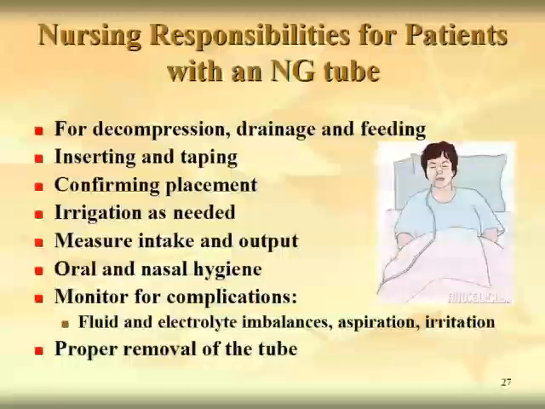Make sure that that's taken in as part of the intake and output, and make sure that the patient gets oral and nasal hygiene when having a tube in. So remember, they can lead to fluid and electrolyte imbalances, aspiration issues, and it can also irritate the GI lining. So make sure patients are watched for those kinds of things. And when the tube gets discontinued, just make sure you are removing it correctly and discarding it per hospital protocol.